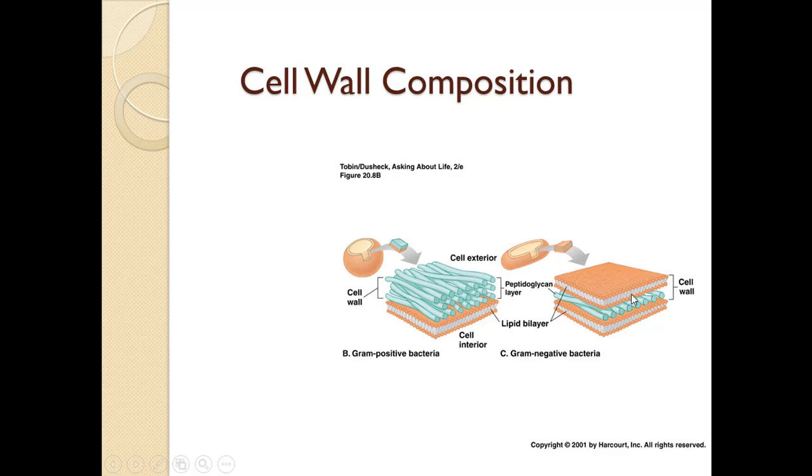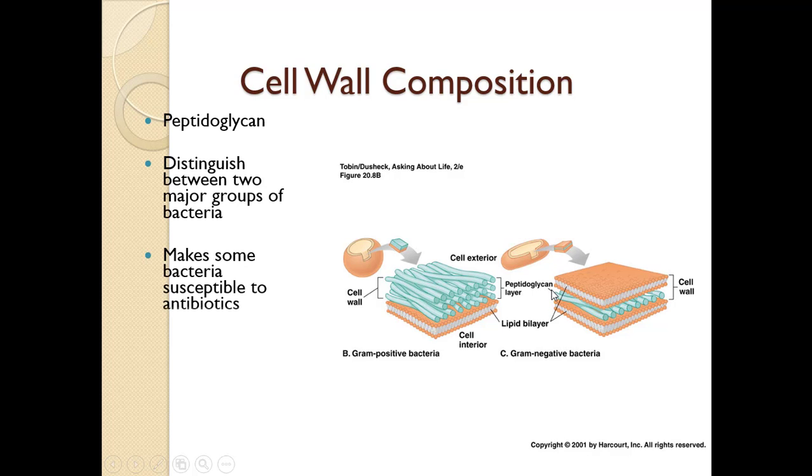Cell wall, cell exterior. Just another view of the gram-positive and gram-negative bacteria. Peptidoglycan. Again, this is how we distinguish between the two major types of bacteria. The cell wall makes some bacteria susceptible to antibiotics, so this is the main thing we attack when we attack bacteria, is the cell wall. It's an easy target, because if that ruptures, then the whole cell dies.